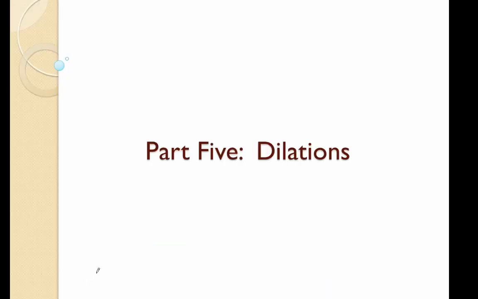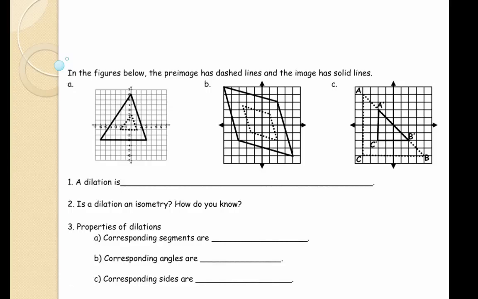Okay, so dilations, that means that you're making something larger or smaller, like when you get your pupils dilated when you go to the optometrist, they're making them open up. They're the same shape they were before, they're just getting larger. In mathematical terms, it could be getting smaller as well. It just depends on your scale. So if we look at these, the pre-image is dashed and the image is solid.